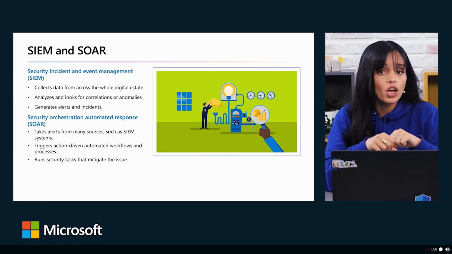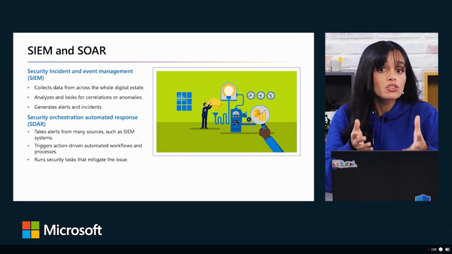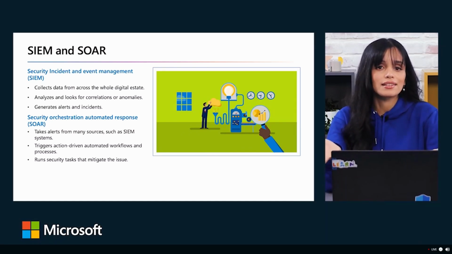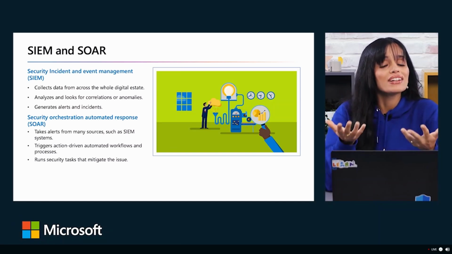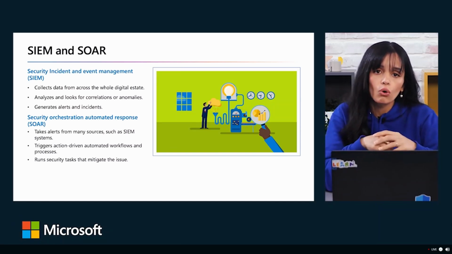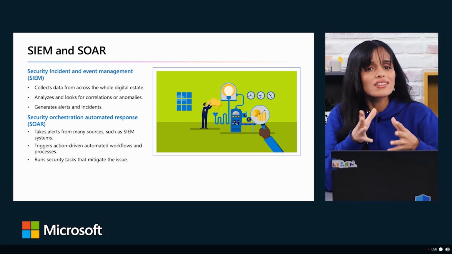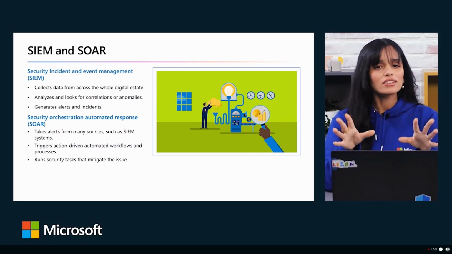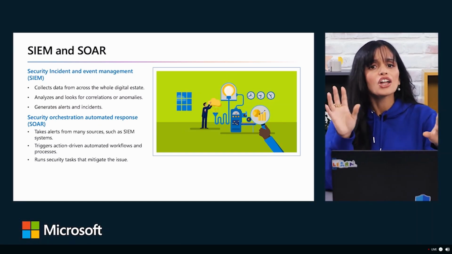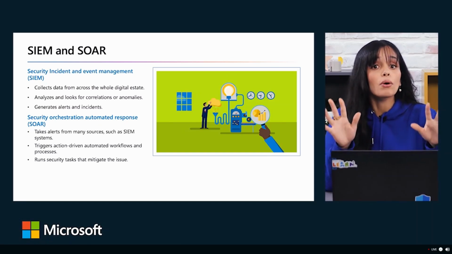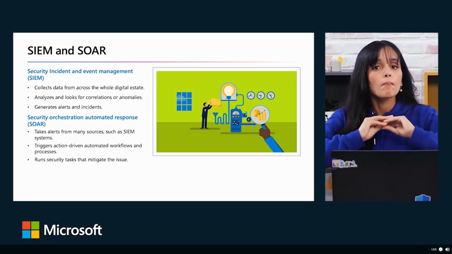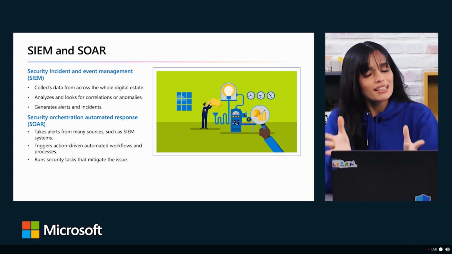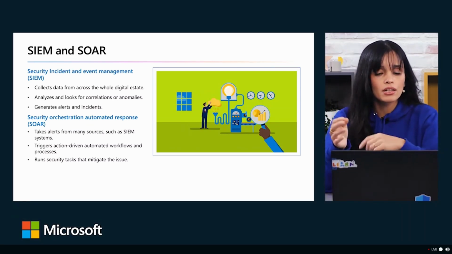security orchestration automated response. A SOAR system takes alerts from many sources, such as a SIEM system. The SOAR system then triggers action-driven automated workflows and processes to run security tasks that mitigate the issue. To provide a comprehensive approach to security, an organization needs to use solutions that embrace or combine both, meaning SIEM and SOAR functionality. Now let's look at Microsoft's solution for SIEM and SOAR.